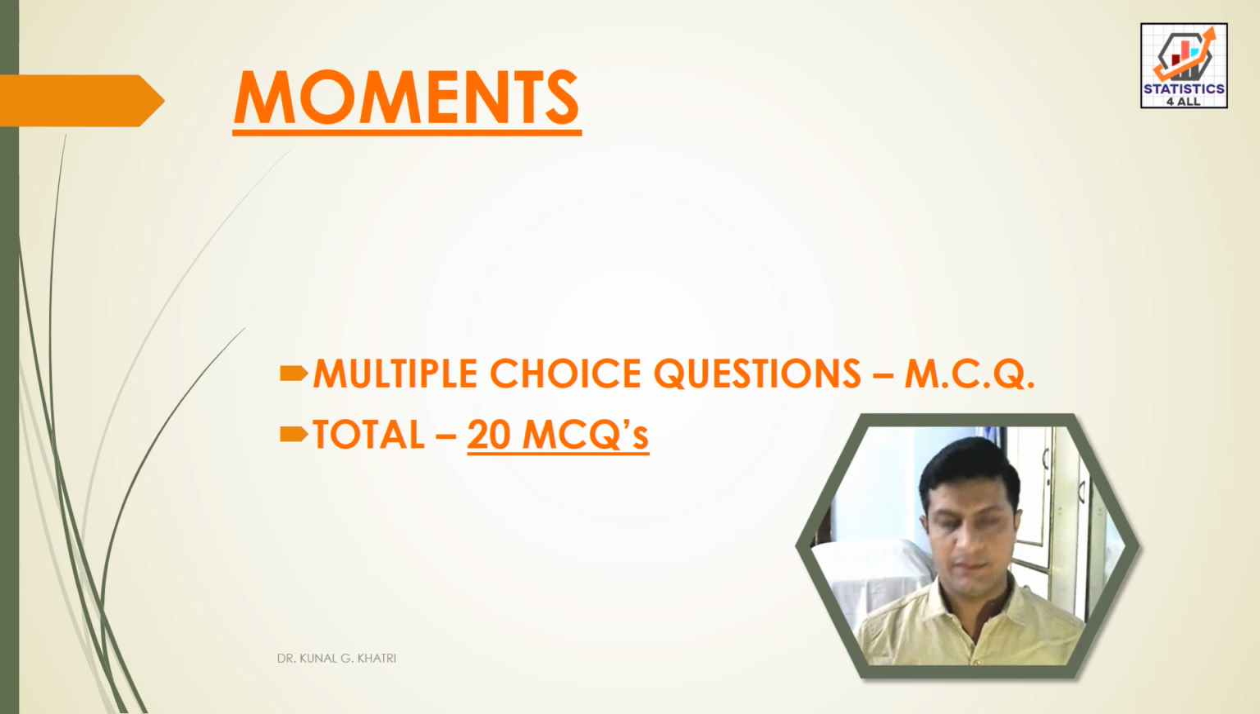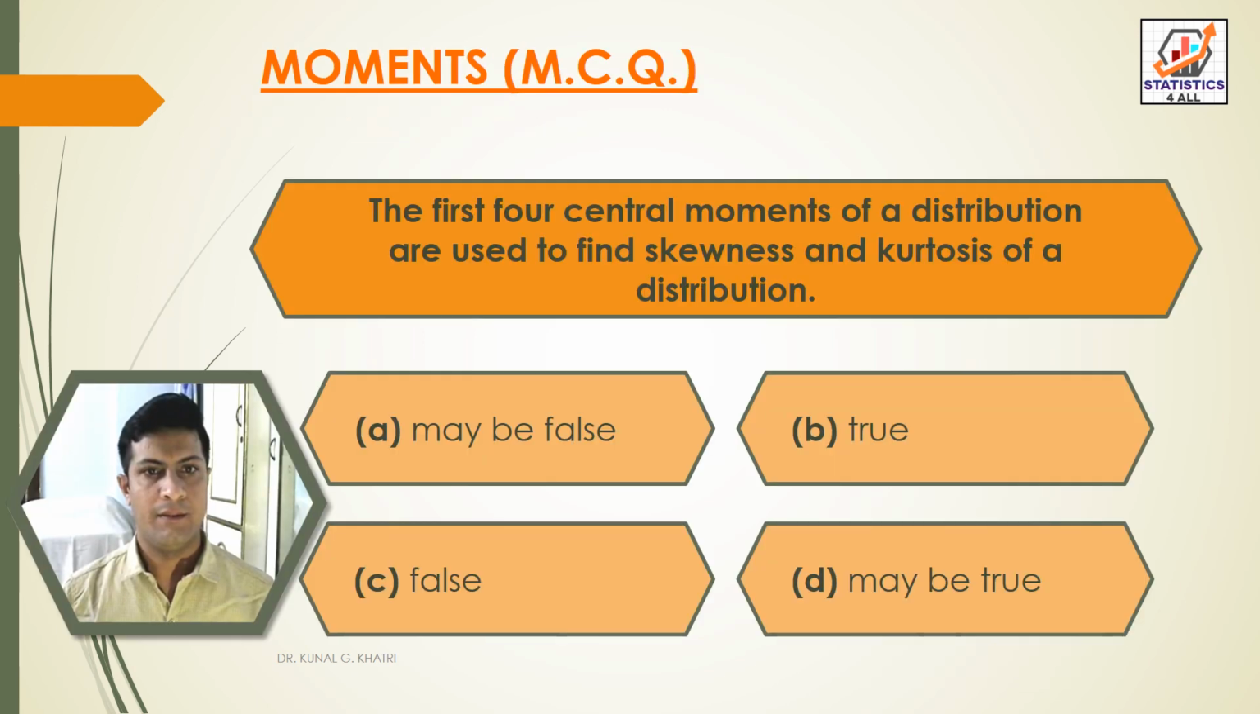Moments. Total 20 MCQs, multiple choice questions. The first four central moments of a distribution are used to find skewness and kurtosis of a distribution.